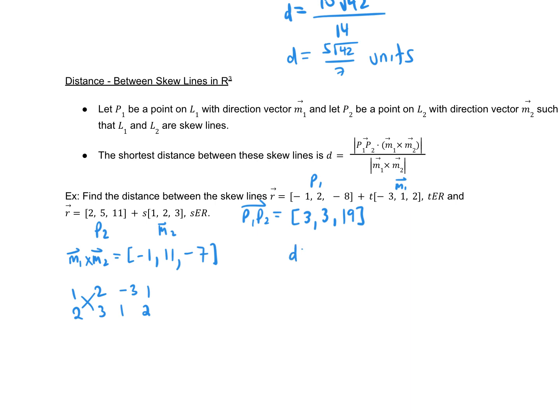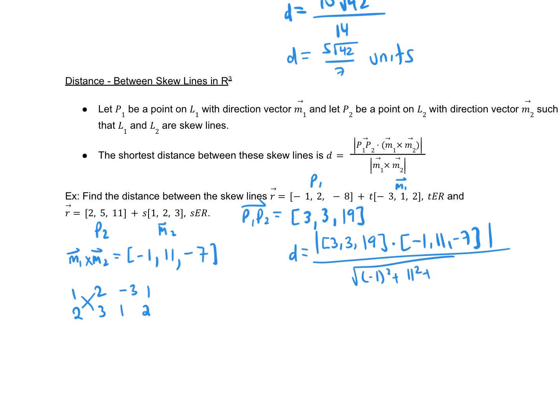All right, now that we have our cross product and we have our P1P2 vector, we can start with that distance formula. So we're going to do the dot product between the vectors we just found and the absolute value of them and divide it by the magnitude of the cross product we just found. Okay, so we'll have -3 plus 33 minus 133 all over 1 plus 121 plus 49, so the square root of 171.